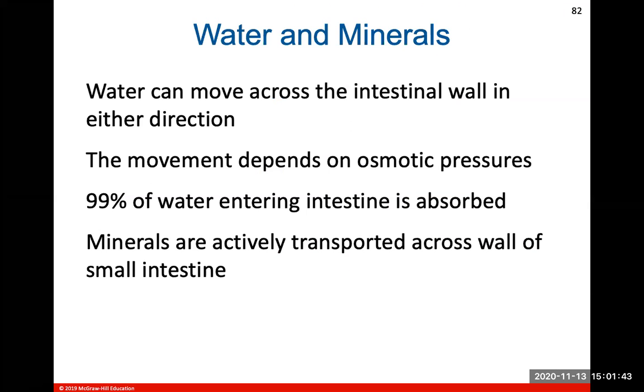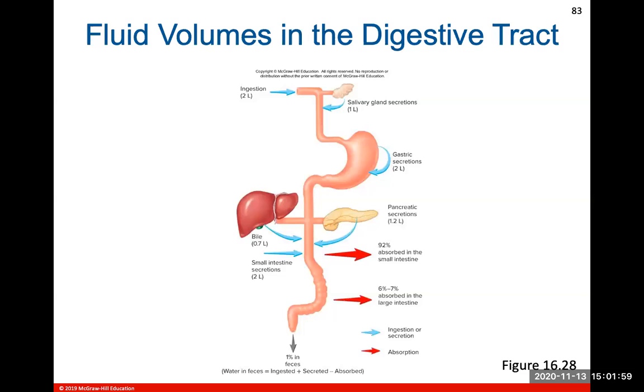Water and minerals. So water can move across the intestinal wall in either direction. The movement depends on osmotic pressures, and 99% of water entering your intestine will be absorbed back into the body. Minerals, however, are actively transported across the wall of the small intestine.